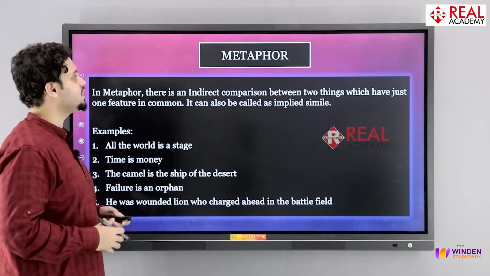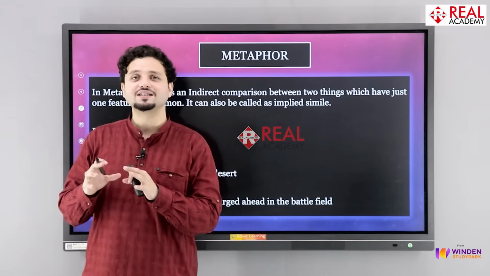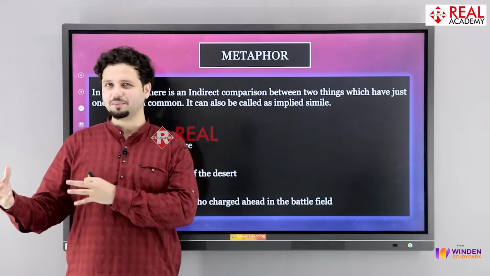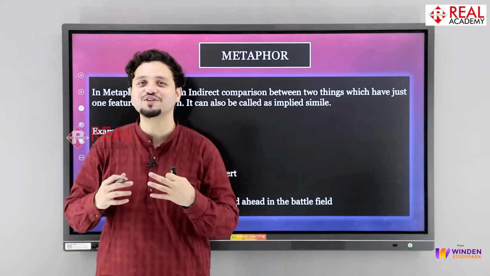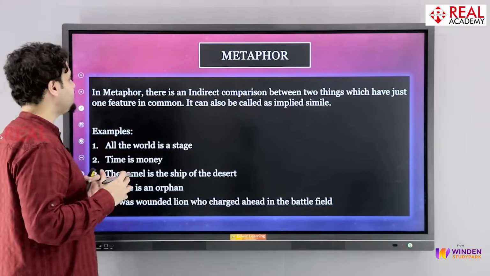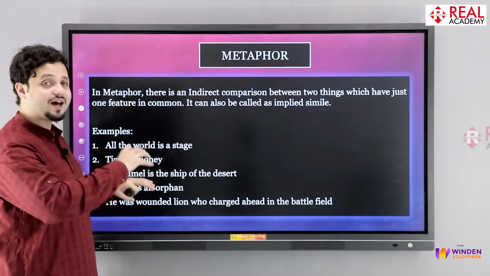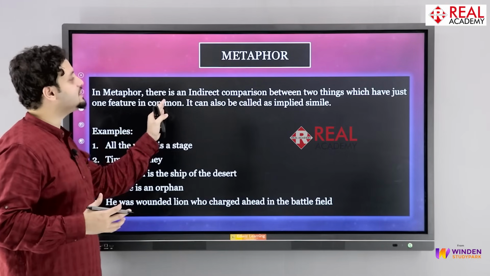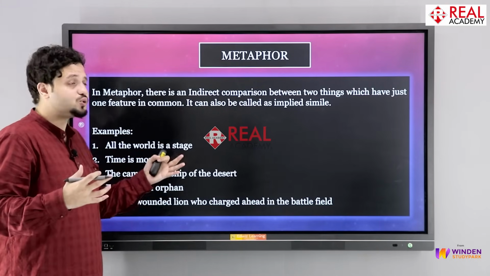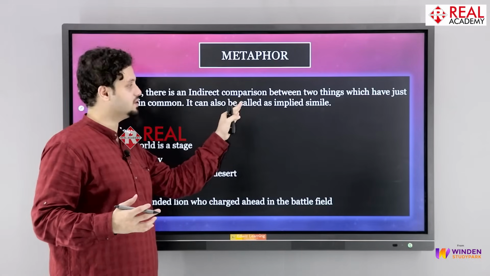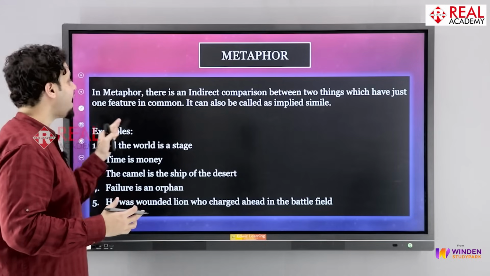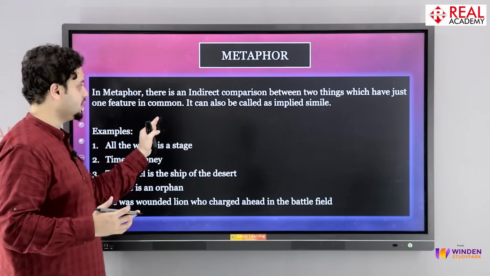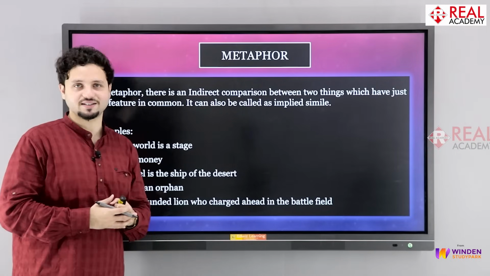Now let us try to understand what a metaphor is. There is similarity between simile and metaphor, but there is some difference also. In a metaphor, there is an indirect comparison. This is so important. There is indirect comparison between two things which have just one feature in common. It can also be called an implied simile.